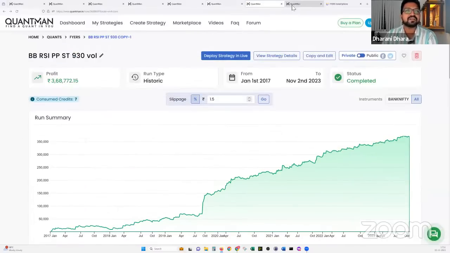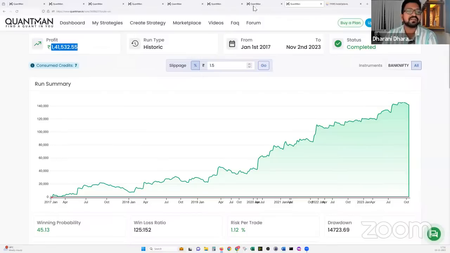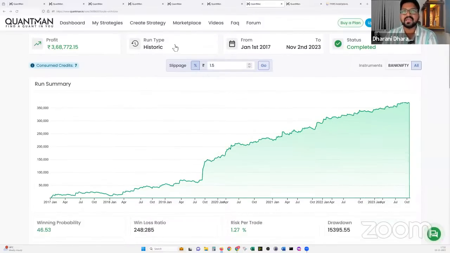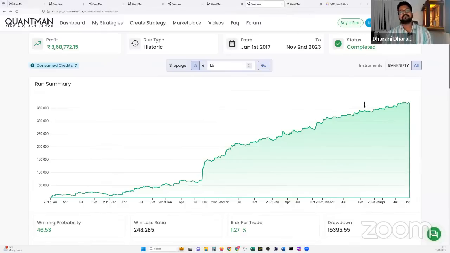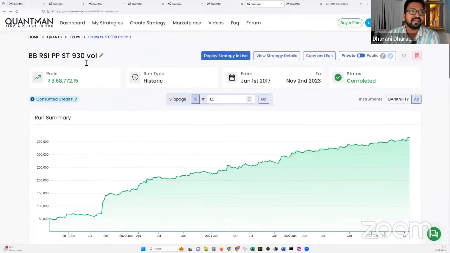So now it's your turn to define which one is the best. 1.27 or 1.08? Which one is the best? Superb. It's going to be 1.27. You guys have literally defined it.